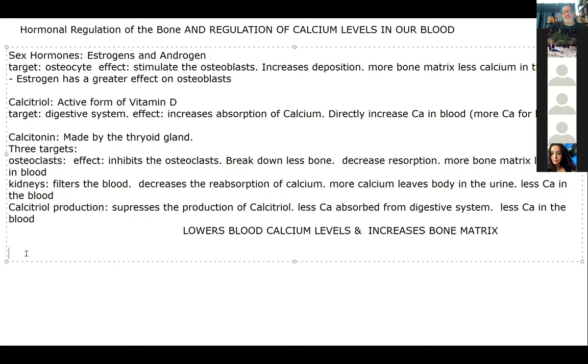All right. So again, calcitonin is great when you have that nice big glass of milk for breakfast: it lowers blood calcium levels and increases bone matrix. But like I said, what happens if you have a donut and a Diet Coke for breakfast? Well, luckily we have one more hormone, and that one more hormone is the parathyroid hormone.